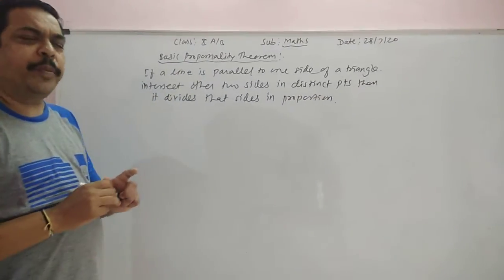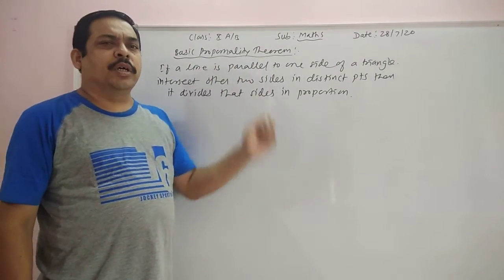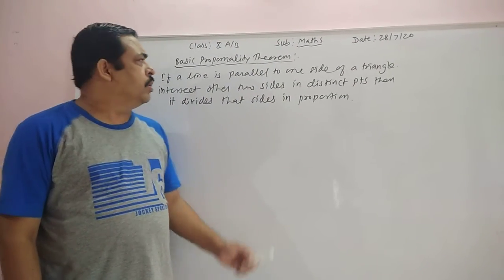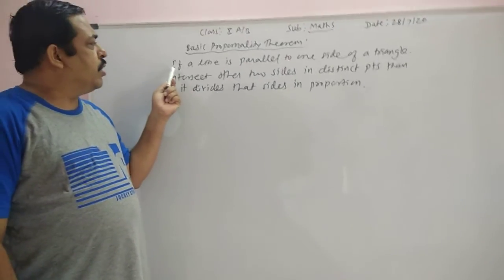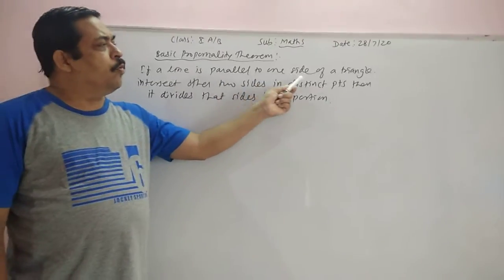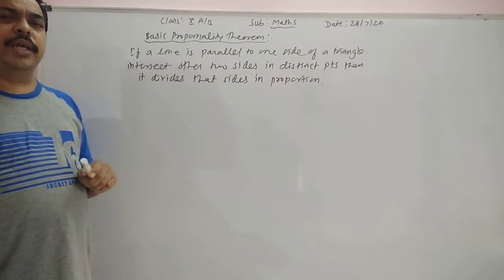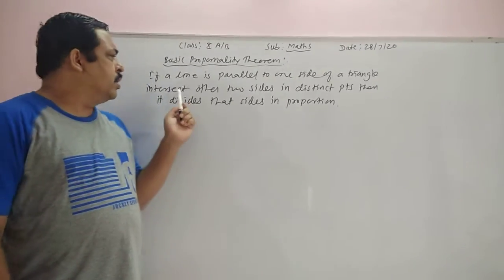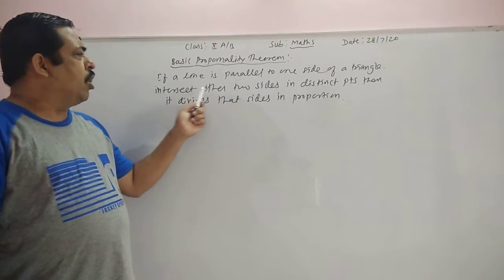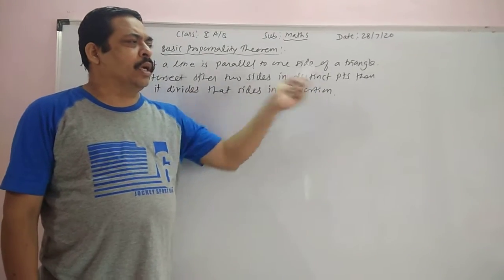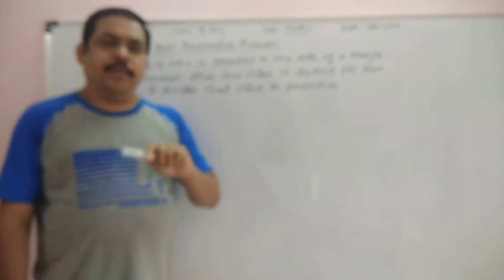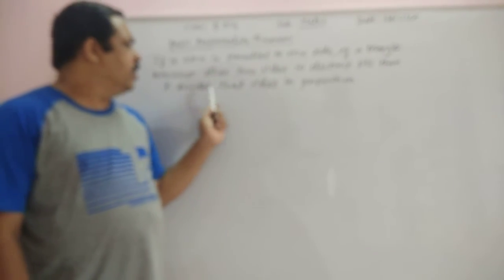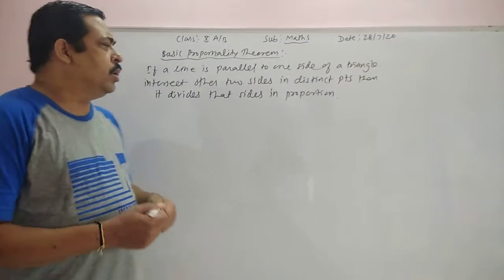This is the statement of the basic proportionality theorem. This theorem is also called Thales theorem. What is the statement of this theorem? If a line is parallel to one side of a triangle, one triangle is given and one line is given, that line parallel to one side intersects the other two sides in two distinct points. Then it divides those sides in equal proportion. That we have to see.